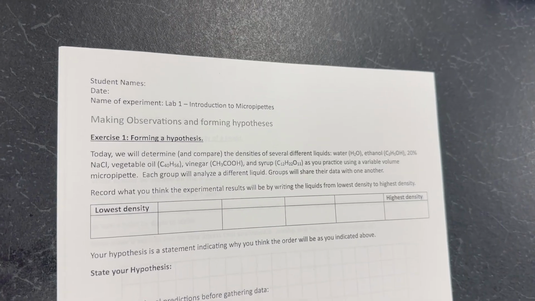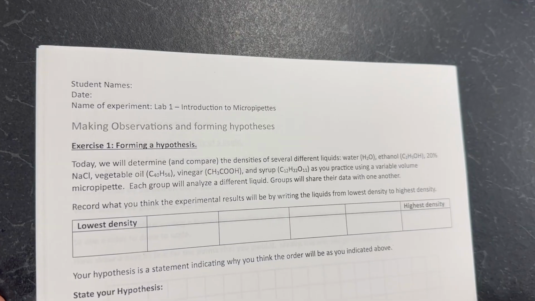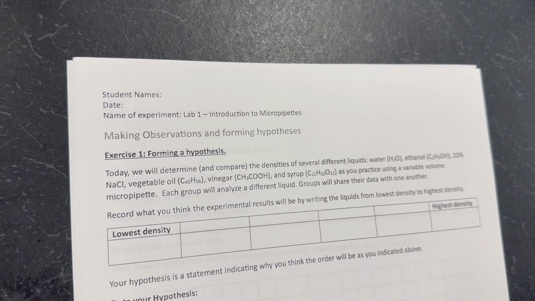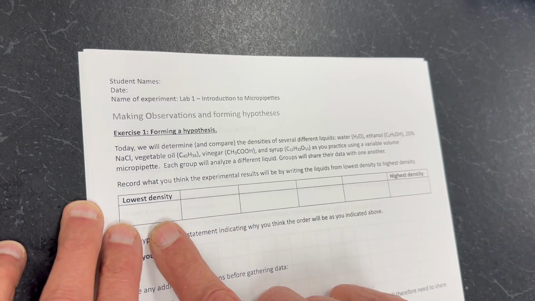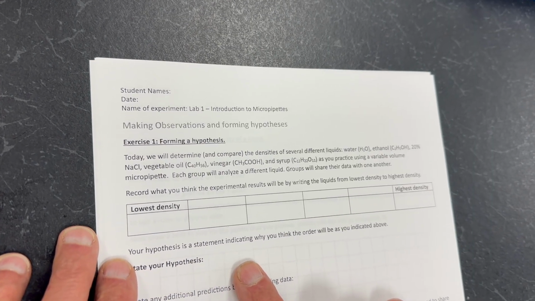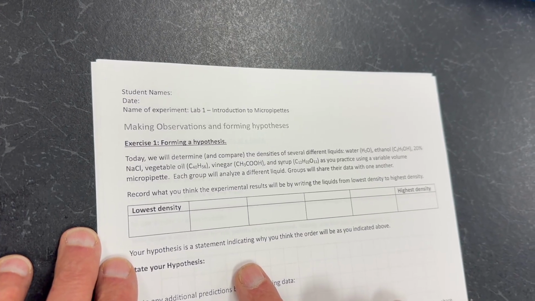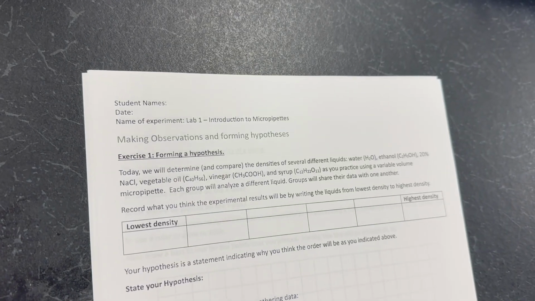And in order to help students with this, we have given the molecular formula of each of these liquids for them to analyze. Okay, so each group is going to look at these 6 liquids and they are going to state which has the lowest and then higher and higher until you get the highest density. The statement below is the students are going to write down their hypothesis. They're going to state why they think the densities they predicted will be in that sequential order.